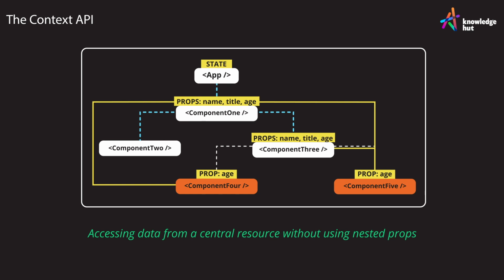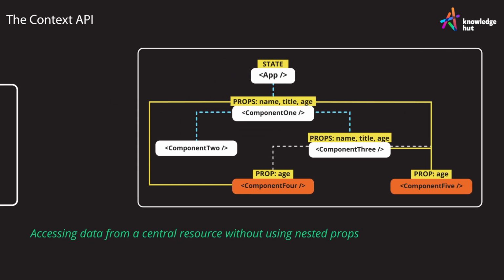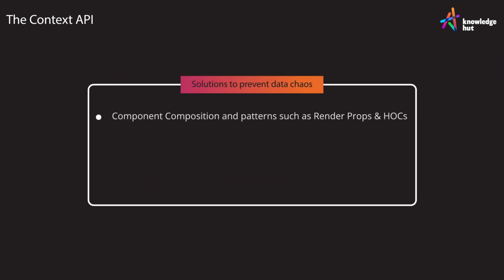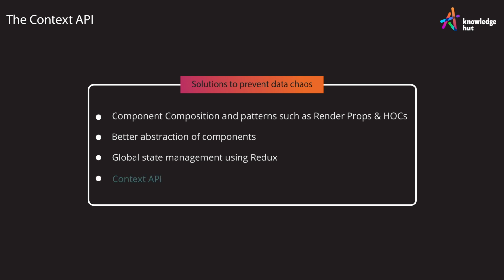React offers us a plethora of options ranging from better composition strategies to using render props, better abstraction of components, and even global state management solutions like Redux. One feature which stands out is the Context API. In simple words, it lets you share data with child components without needing any props at all.